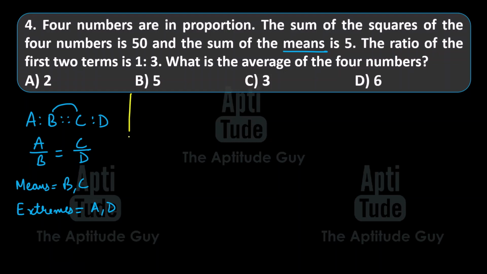All right, let's solve it now. They have mentioned the sum of the squares of the four numbers is 50. Okay, sum of the squares. Please remember, sum of the squares and squares of the sum are two different things.